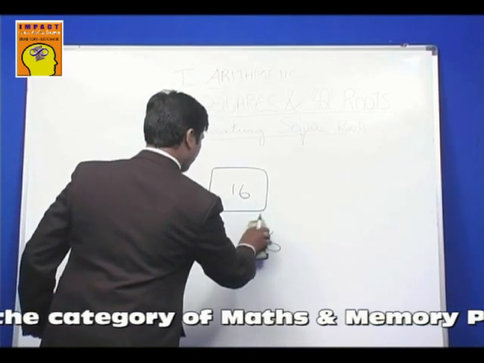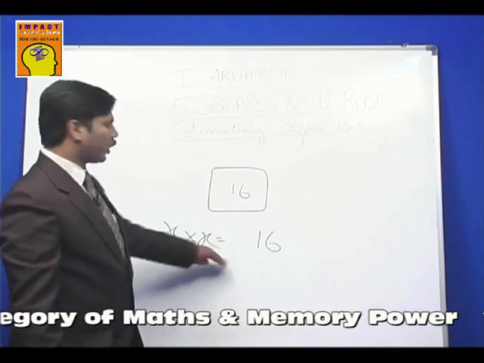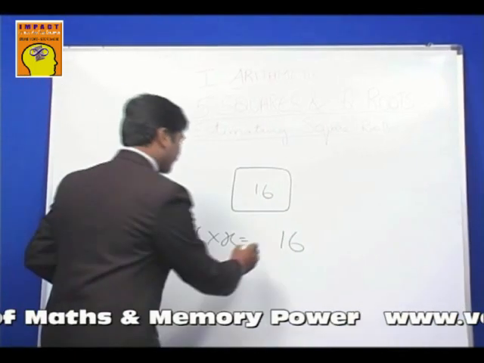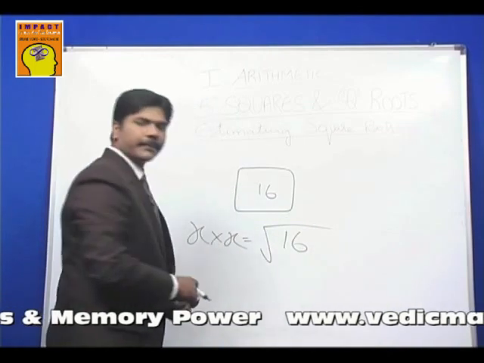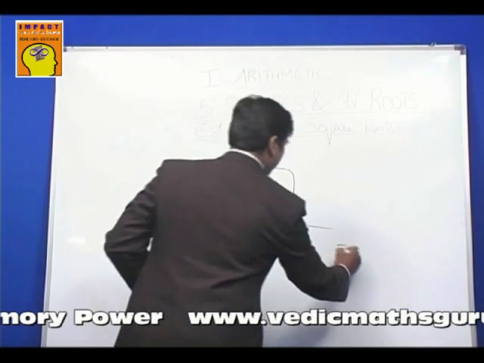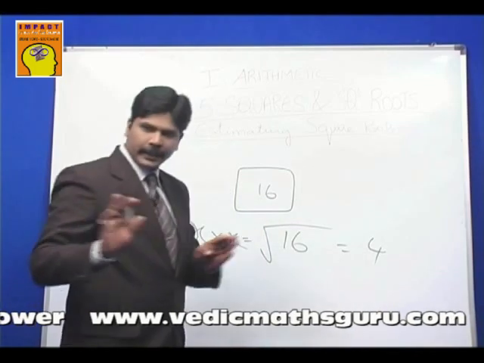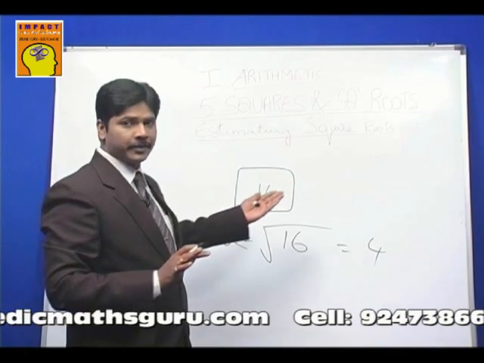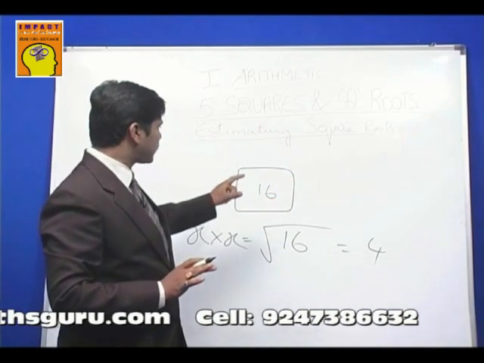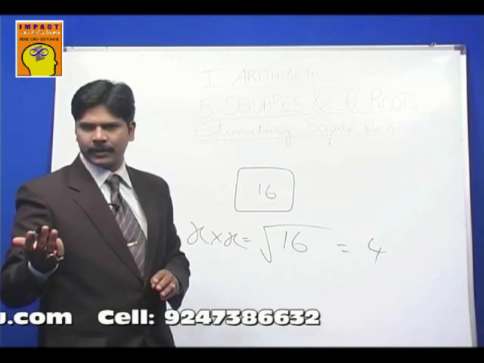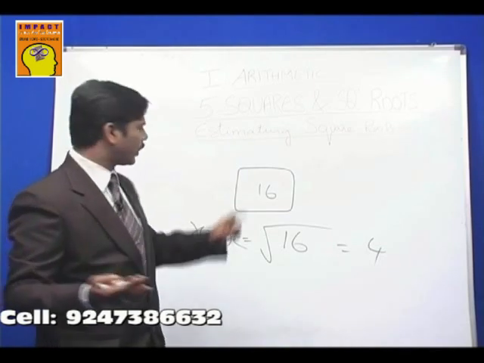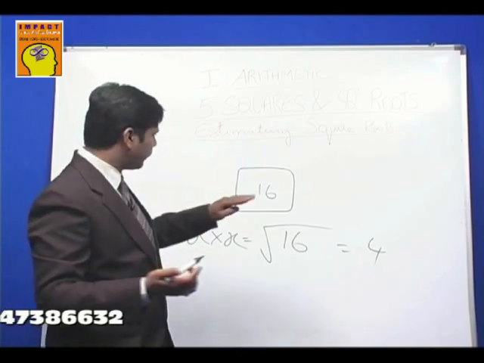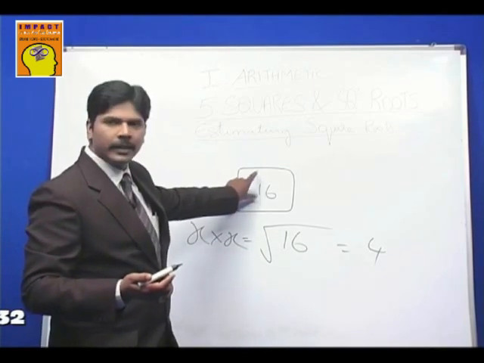The actual question is something like this: what number into what number makes 16? The same question is written like this, under root 16. And the answer is obviously 4. It's only a simple example. Now when we go for bigger numbers, how do you estimate that? Estimating square roots means guessing or trying to approximate what is that number, which when you multiply by itself, you get that given number.